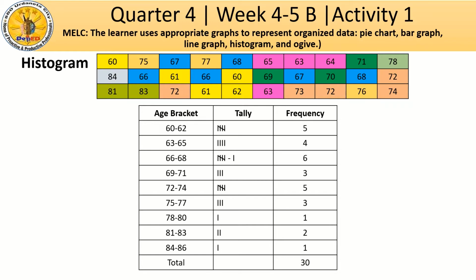For 69 to 71, green, so 1, 2, 3. We have 3 of them. For 72 to 74, we have 1, 2, 3, 4, 5. And 75 to 77, we have 1, 2, 3. And 78 to 80, okay, so where is 78? So we have here 1. Yes, 1. And 81 to 83, we have 1, 2. And 84 to 86, we have 1. So that's the tally.